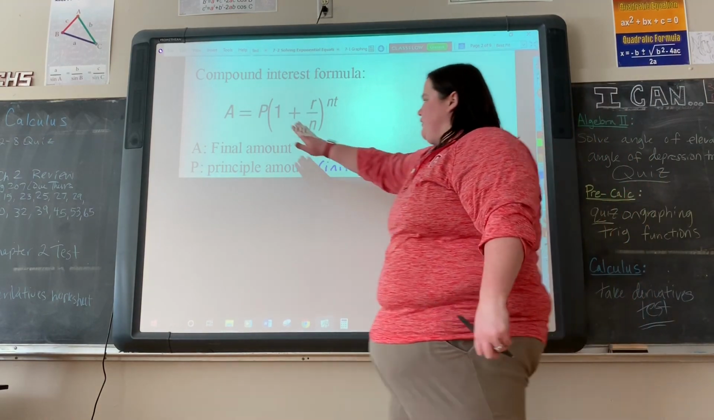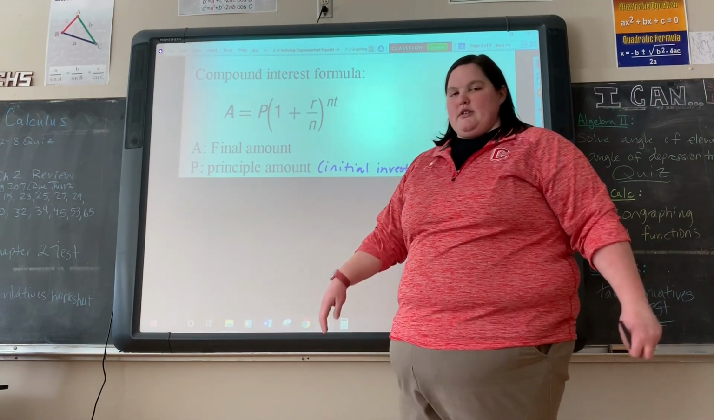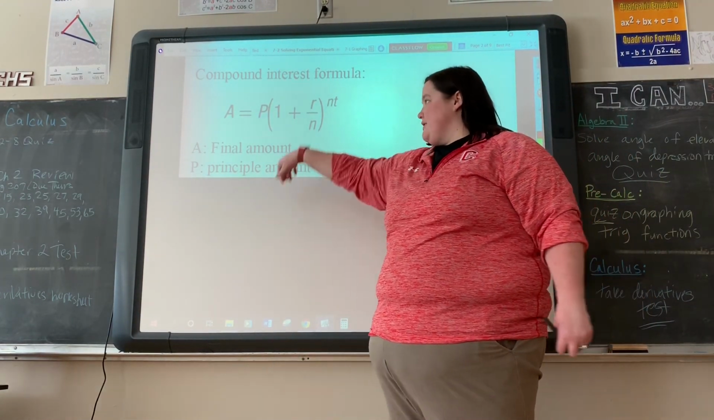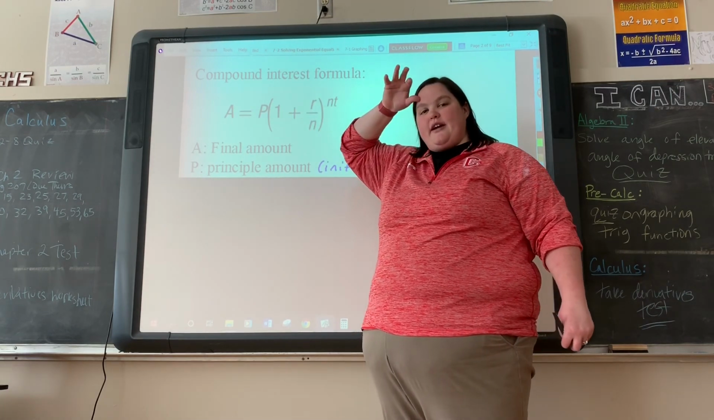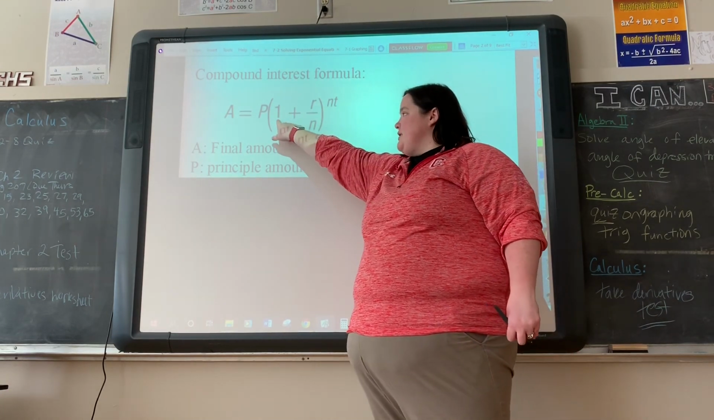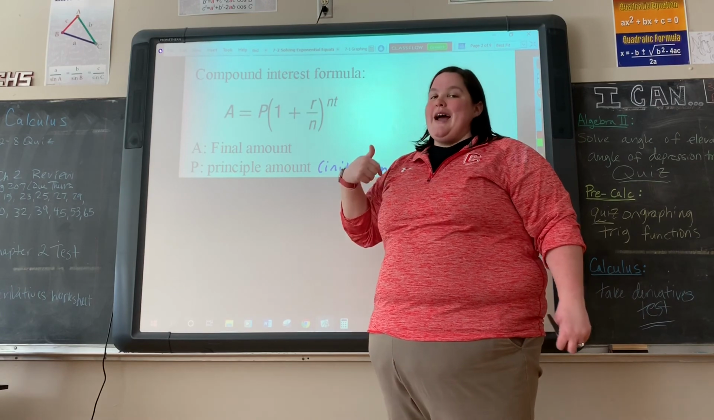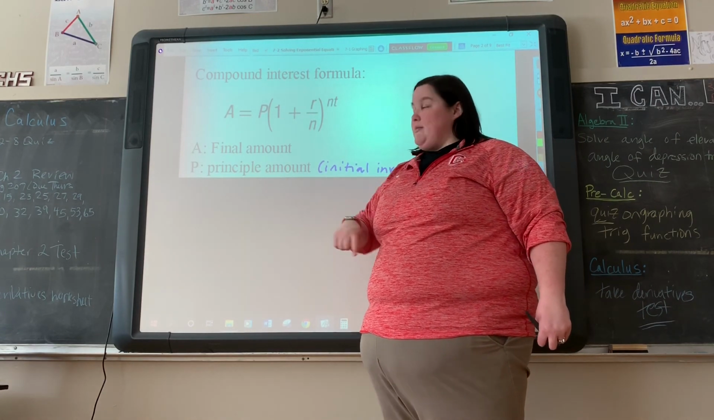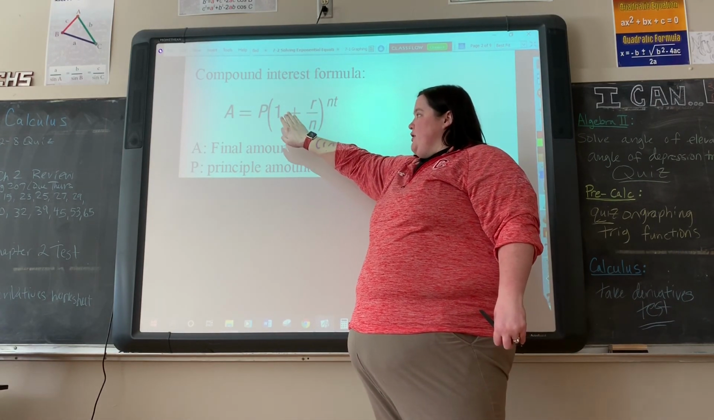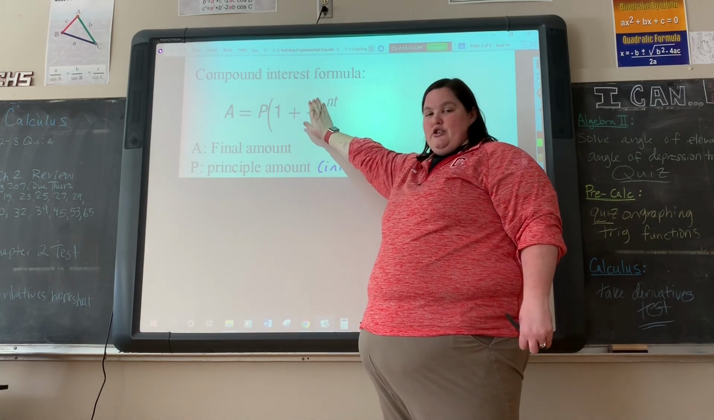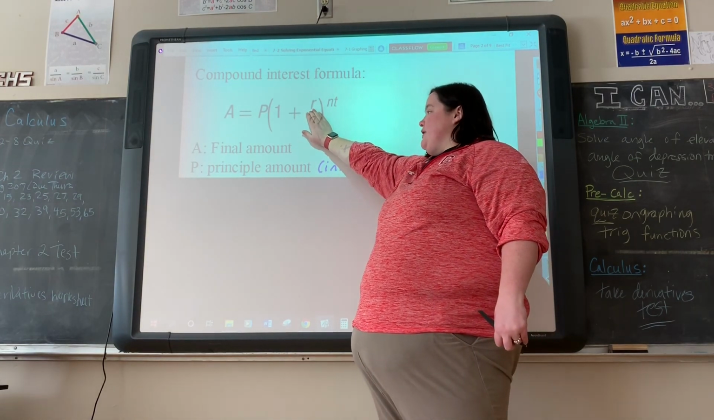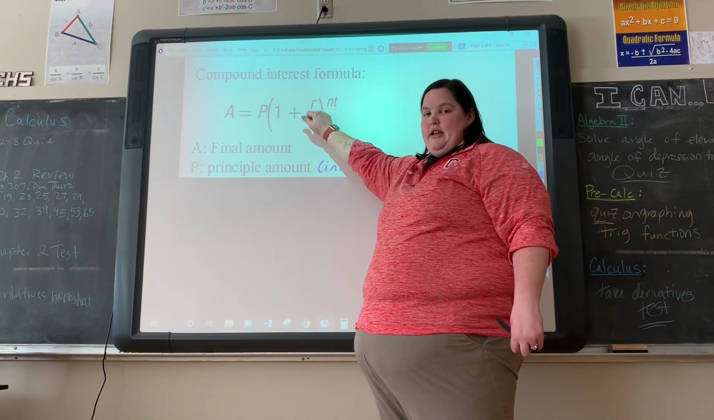So P, your principal initial investment, goes here in front, just like you did before, because what you're going to multiply it by is this compound interest factor. Again, 1 still stands for 100% of the original. I didn't type that up because we talked about that on Monday. But what you're adding to it, instead of just R, is that now there's R and this N. We'll talk about N in a second.